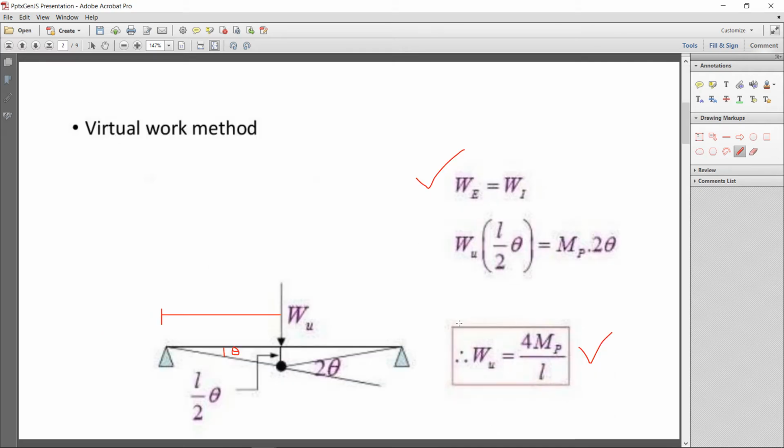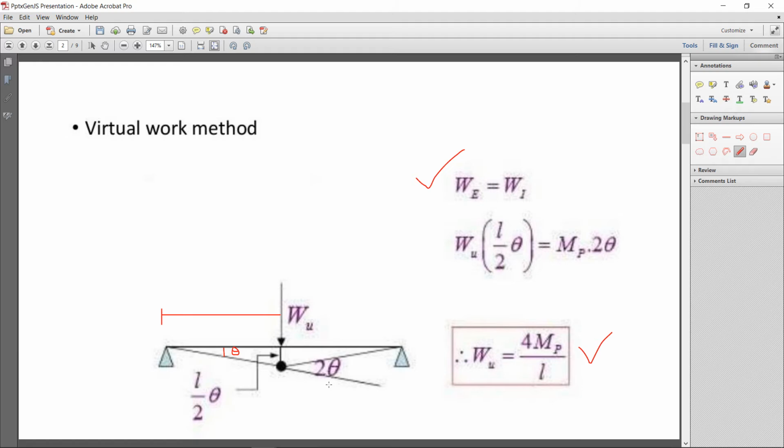Now the same equation we got from the virtual work method. In this method we equated the equation in the form of external work done is equal to internal work done. External load multiplied with the average settlement is equal to the internal plastic moment multiplied with the internal deformation. The internal deformation at that point where the plastic hinge is formed is 2 theta.